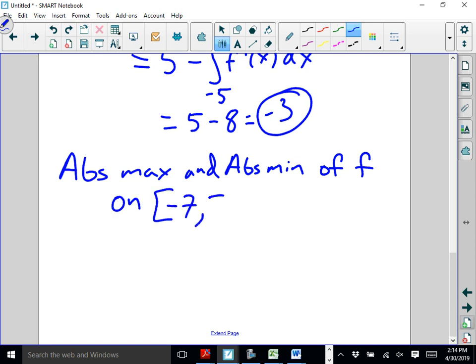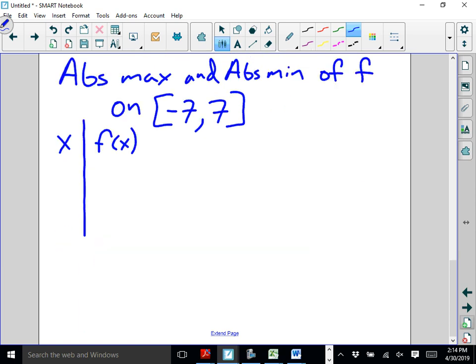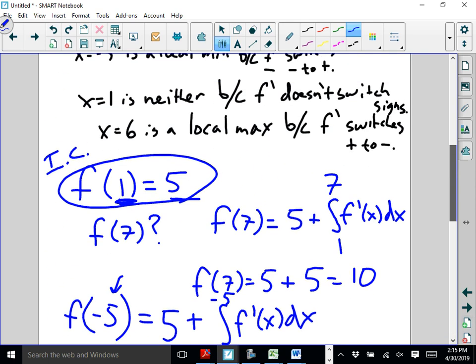Okay? Well, again, in my absolute max, absolute min video, we talked about we need to check all the endpoints and all the critical points. So I'm going to make a table. And what I want to do is I want to check the endpoints of -7 and +7. Plus, I want to check all the critical points. My critical points are -5, 1, and 6.